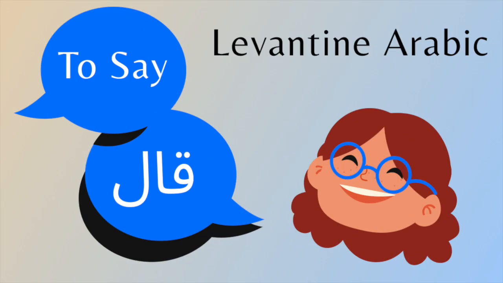And there you have it. You just learned all about the verb to say in Levantine Arabic, which is el. You learned the present tense, the future tense, the past tense, how to negate all those forms, and then also the imperative form and how to negate it.